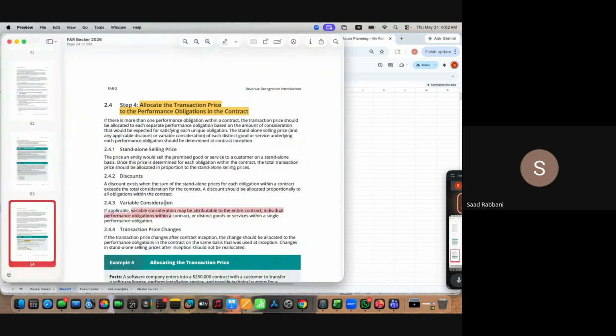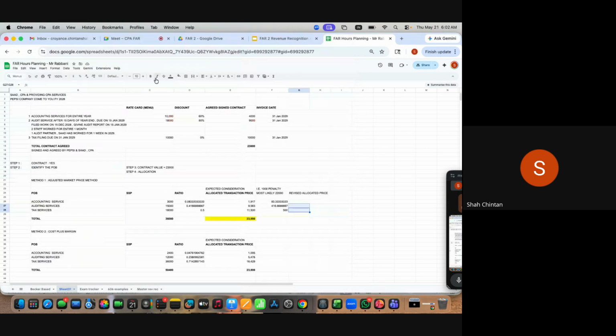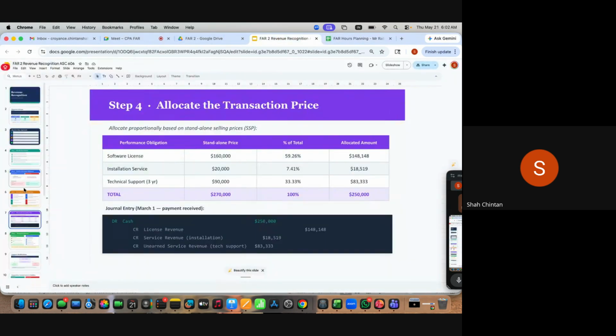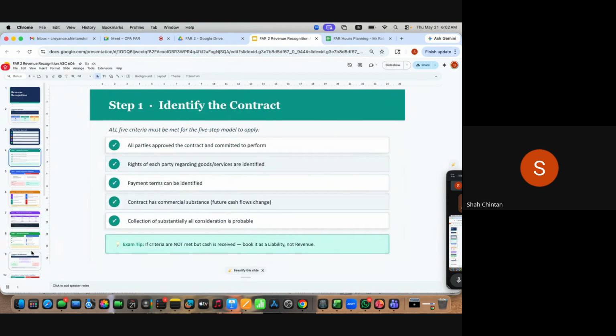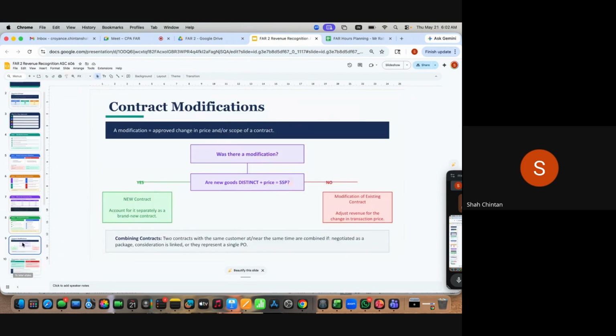And the transaction price change point. इसको अभी छोड़ते हैं. It is called a contract modification. We have skipped this particular slide. I think यहाँ पर मैंने बोला था there will be a contract modification. So we have a slide coming there. So it is something called a change in the existing contract.